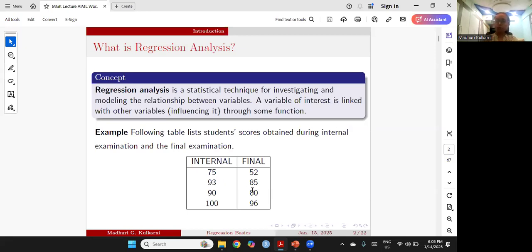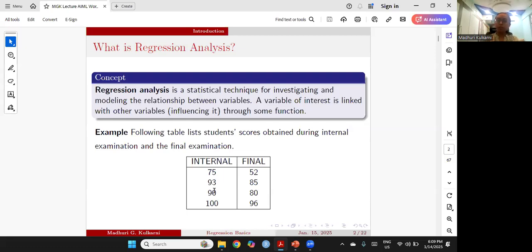So here this final score becomes the variable of interest, which usually is denoted by the letter Y and is referred to as the response variable. The quantity which influences this variable of interest is called the predictor or regressor, and hence the term regression model. Now, what do we mean by that? Let me elaborate it a bit more.